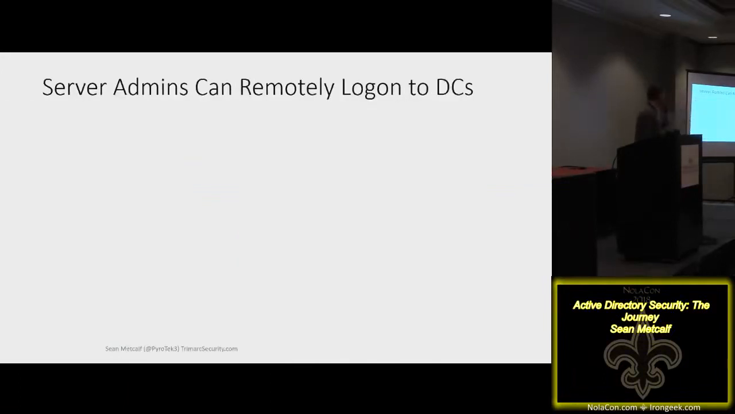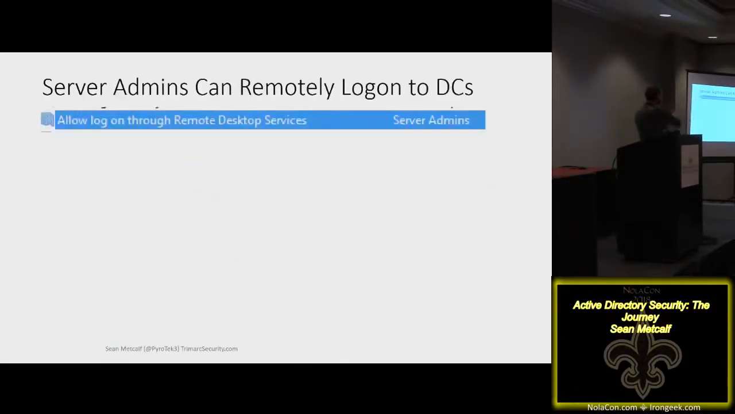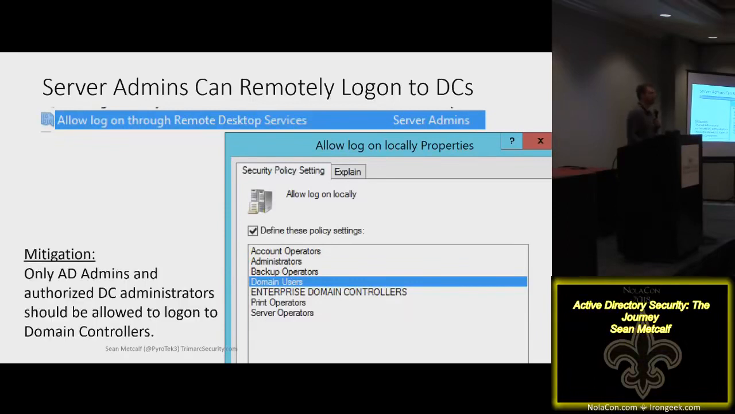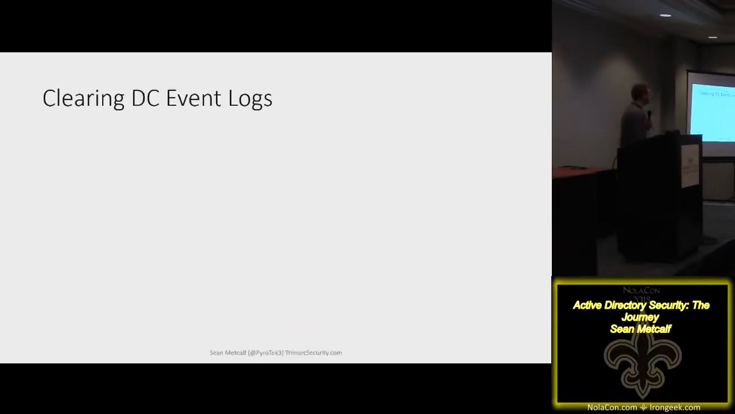This is problematic, not just because of that, but because if there's a configuration like this, allow logon through remote desktop services for something like server admins, well, by default, they wouldn't be able to log on to the domain controllers, but with the combination of these two rights, they have that ability. So absolutely, you want to check your user rights assignment within your group policies that apply to domain controllers, because only your Active Directory admin should have these rights.